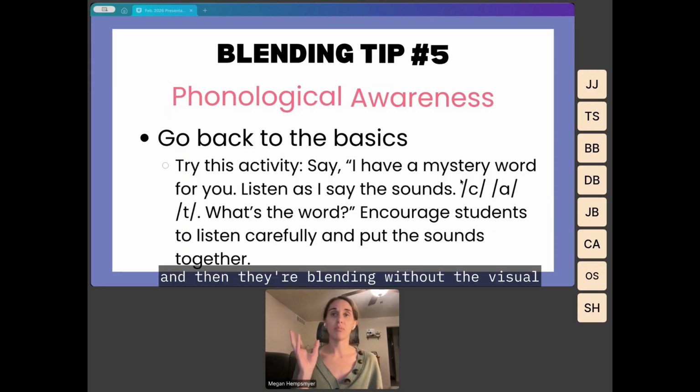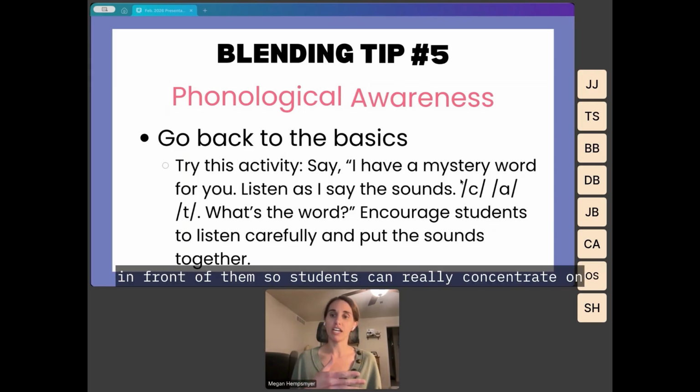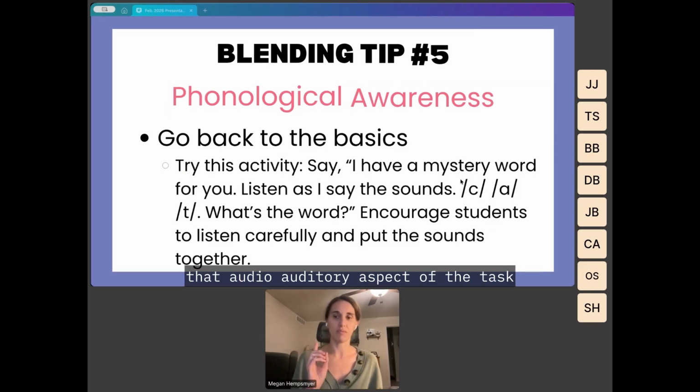And then they're blending without the visual in front of them. So students can really concentrate on that auditory aspect of the task.